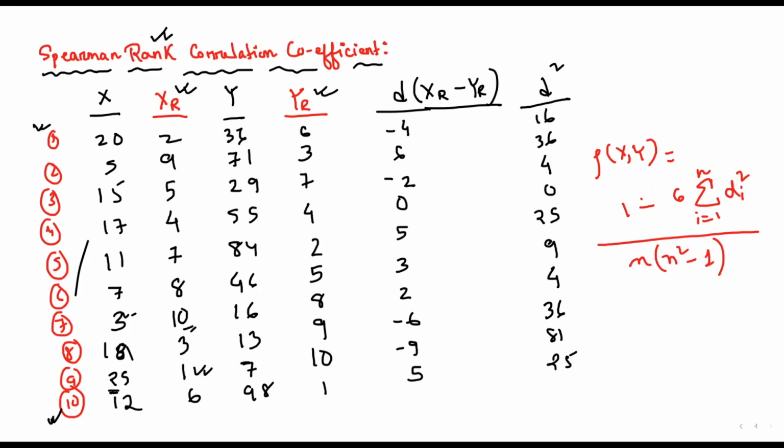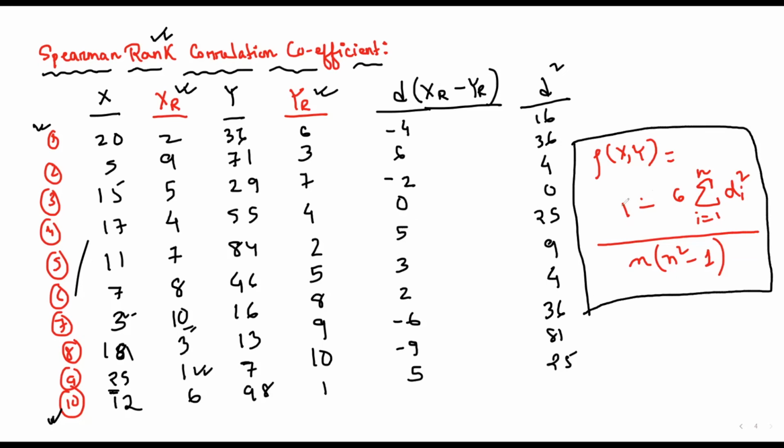So this is the formula for the Spearman rank correlation coefficient. Now it is easy for you guys to calculate this one. You know these values already. Just put them over here. N is nothing but the total number of observations, which is 10, and you can easily calculate the value.